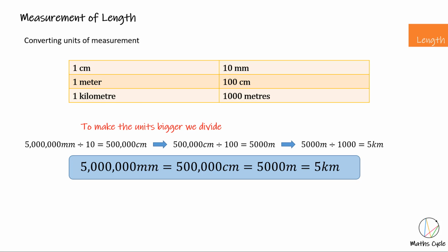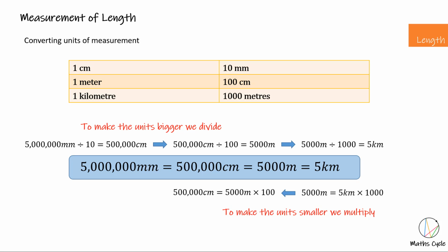If I'm looking to move the other direction, in other words, to make the units smaller, we actually multiply. So if I take these 5 kilometers and I want to make it into meters, I multiply by the kilo, the 1,000. Multiply by that, I get 5,000 meters. If I want to take those 5,000 meters and change them into centimeters, I multiply by 100. Or if I want to take those 500,000 centimeters and turn them into millimeters, well, there's 10 millimeters in a centimeter. I multiply by 10 and I get back to my 5 million millimeters.